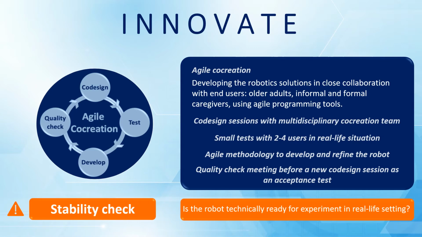At the end of this phase, we have to do a stability check. Is the robot technically ready for an experiment in a real-life situation? If every time a technician is needed because the robot gets stuck or the application has still some bugs, then it is not ready for the next phase of the project, and that means that you still stay in the phase of agile co-creation and still have to make improvements.